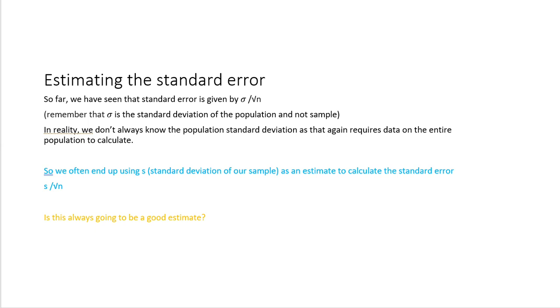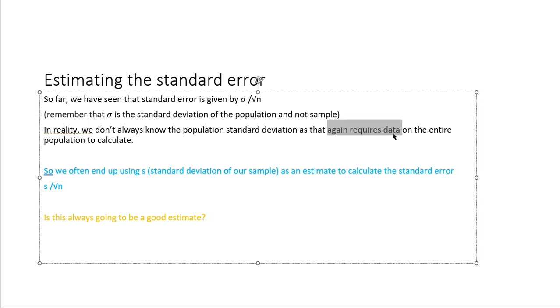So far, we've seen that the standard error is given by the population standard deviation divided by the square root of the sample size, right? Now, something we've been talking about is that in reality it's difficult to calculate our parameters, our population mean and our population standard deviation, because that requires us again to have the data for the entire population, and that's something we don't always have. That's why we're using samples, right, to basically get an estimate. So what we actually do is we often end up using our sample standard deviation as an estimate to calculate the standard error, right?